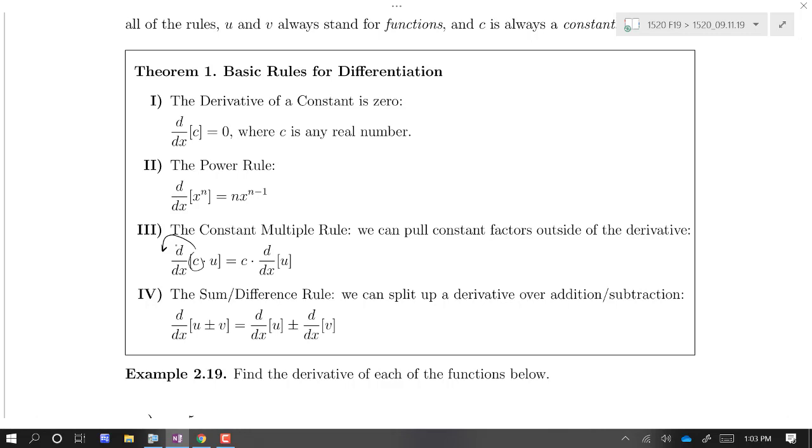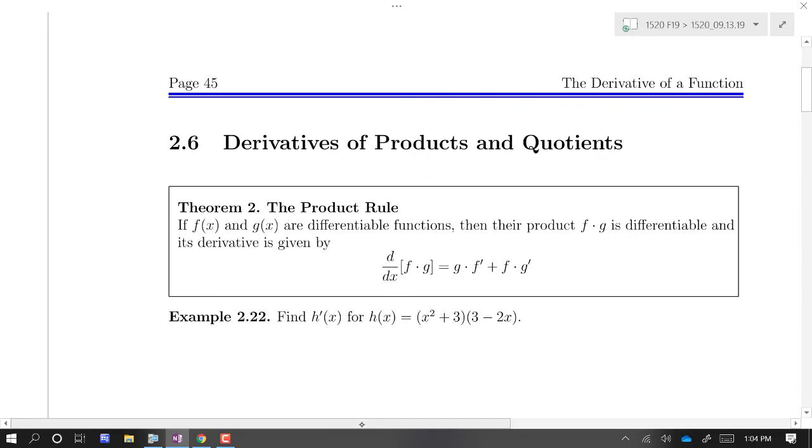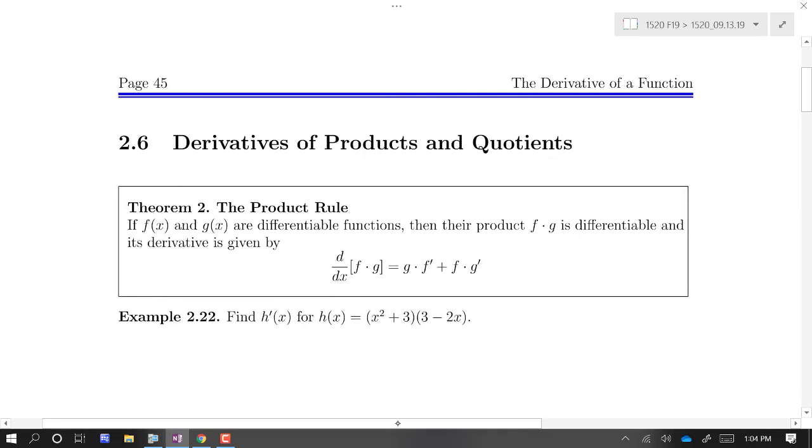And then we also had this rule that said we could split up, if I'm adding or subtracting stuff that I'm taking the derivative of, just split it up. Take the derivative of each, right? Differentiate each and add or subtract them. Super convenient. Now, if what I'm doing is multiplying two functions, and both factors have an x, a variable, it's not just a constant, we cannot split up a derivative over a product or a quotient. And so we have this handy product rule here.